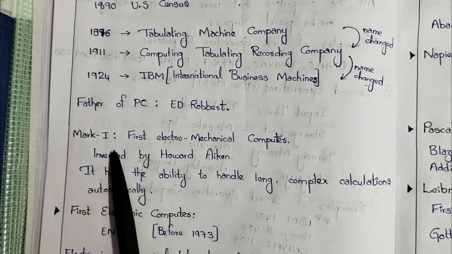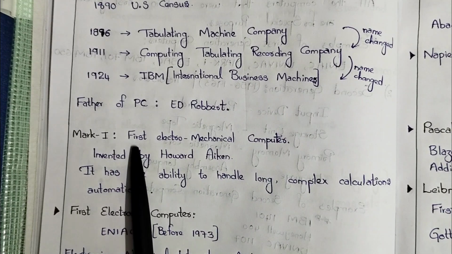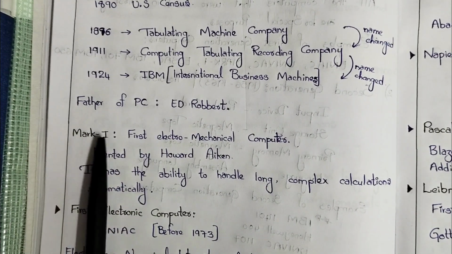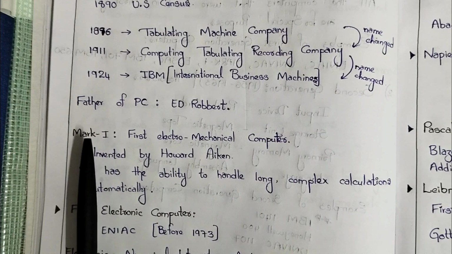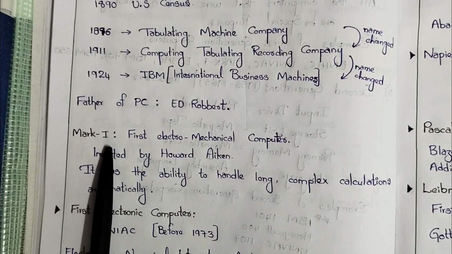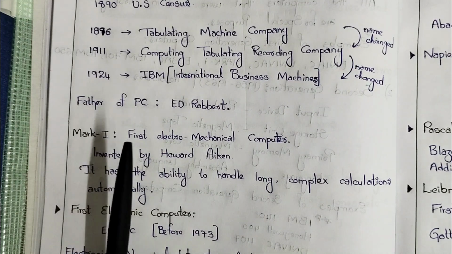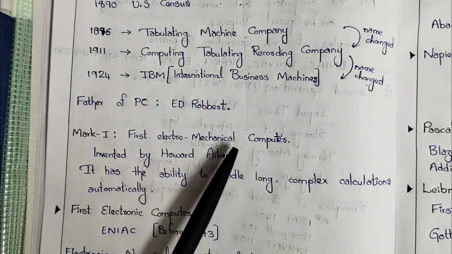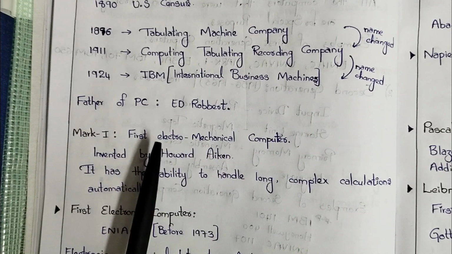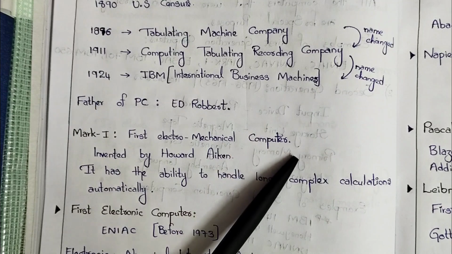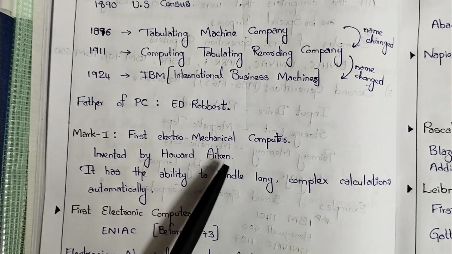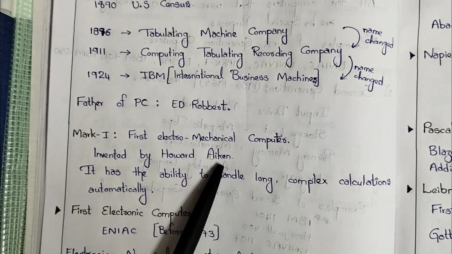Mark 1, in yesterday's class, while we were discussing the examples of first generation computers, I wrote this Mark 1 as an example for the first generation computer. So now in detail we are going to learn about Mark 1. Mark 1 is a computer. It is the first electromechanical computer, not electronic, electromechanical computer. This was invented by Howard Aiken. Invented by whom? Howard Aiken.